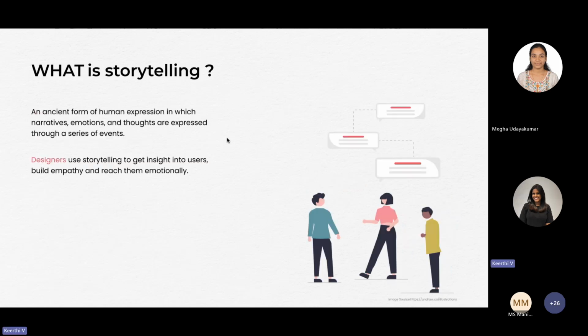What is storytelling? Storytelling is basically the most basic human instinct where one person tries to communicate to another person. So whatever we hear, we feel, we understood, or we think, we try to communicate to another person through a story. And as designers, we try to communicate it to our users. We try to find insight into our users, or we try to communicate our design to the users through storytelling. But how do we do this?